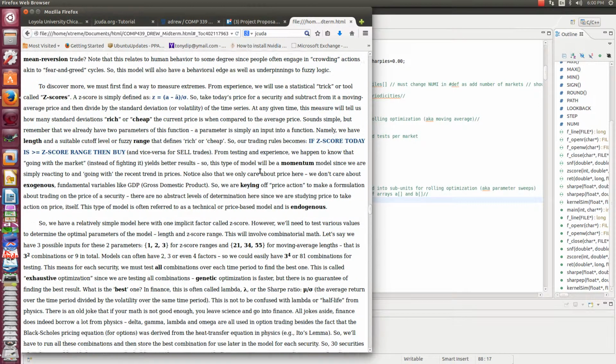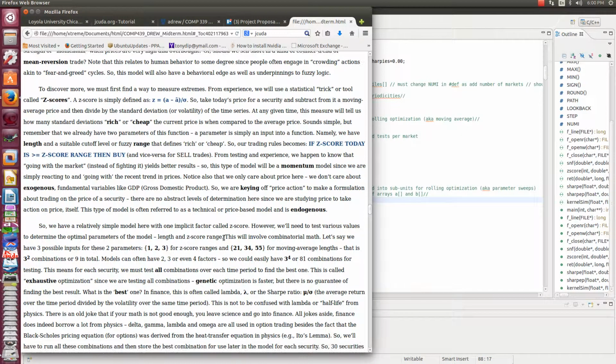And very often in finance we're trying to maximize something called lambda, or the Sharpe ratio. In physics, lambda is decay or half-life. But finance borrows a lot from physics.